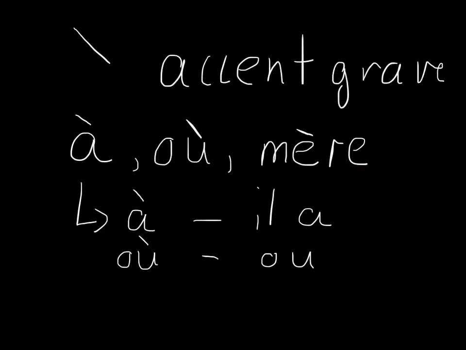So this here's A, this here's U, and this is mère. The A, notice how à here means to, different from il a, he has. So if A does not have an accent mark, it's has. If it does have an accent mark, it's a preposition, meaning to. U with an accent mark means where, whereas U without an accent mark means or. Where, où, accent grave, or, ou.